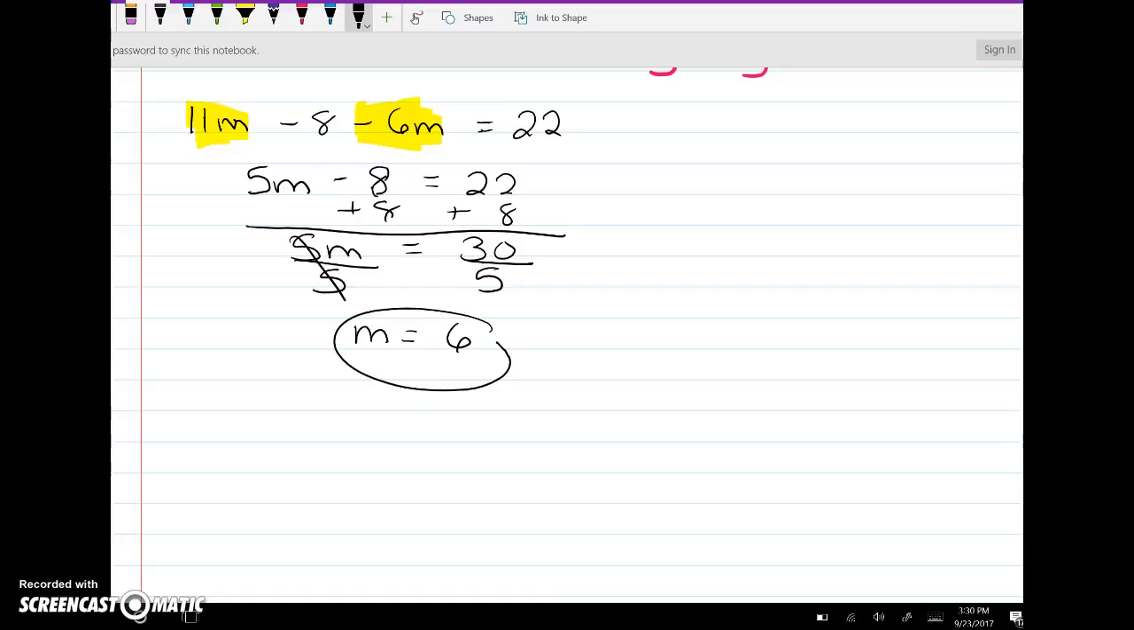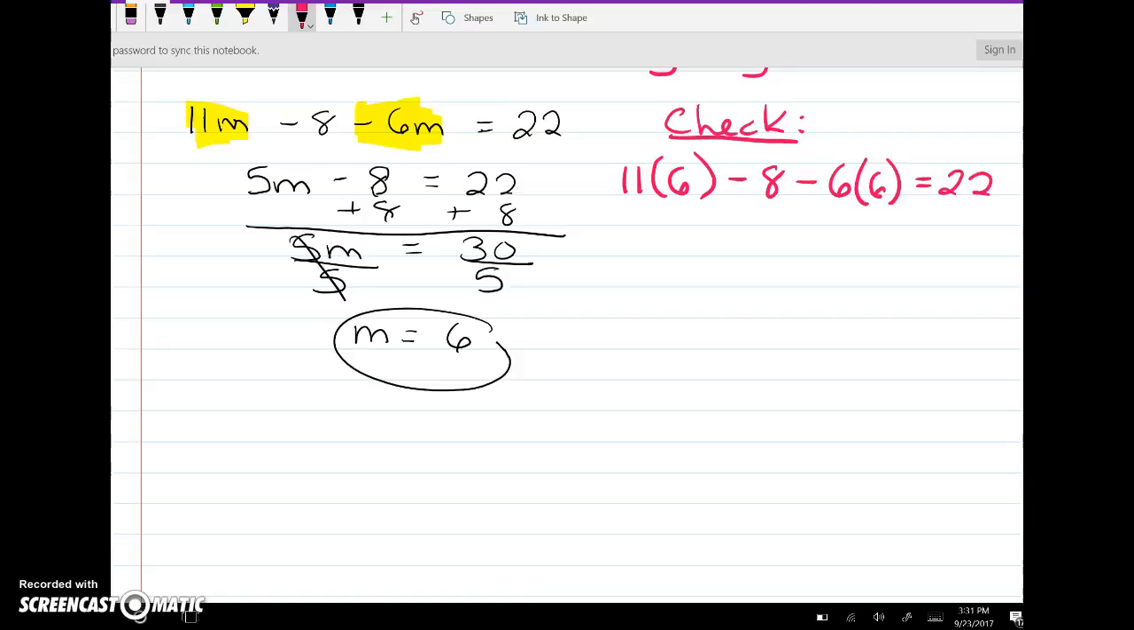Let's go ahead, we circle our answer, and check our work. Here's my check. Always label your check, so the person who's going through your work, me, knows what it is. We always go back to the original equation also. 11 times 6 minus 8 minus 6 times 6 equals 22. 11 times 6 is 66, minus 8, negative 6 times 6 is negative 36, equals 22.